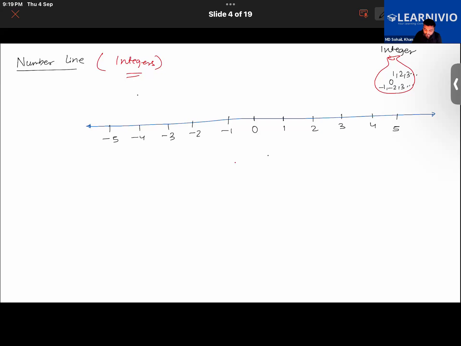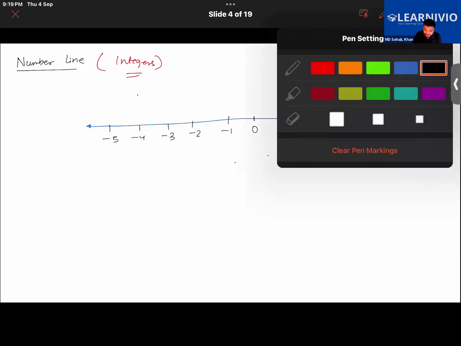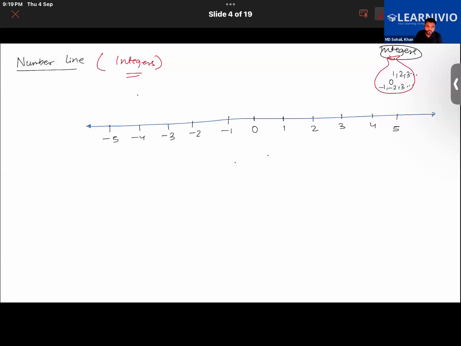I understand, but the topic you're teaching is integers. Yeah, I'm telling you how we write it down on the number line and what the properties are on it. Okay, understood.